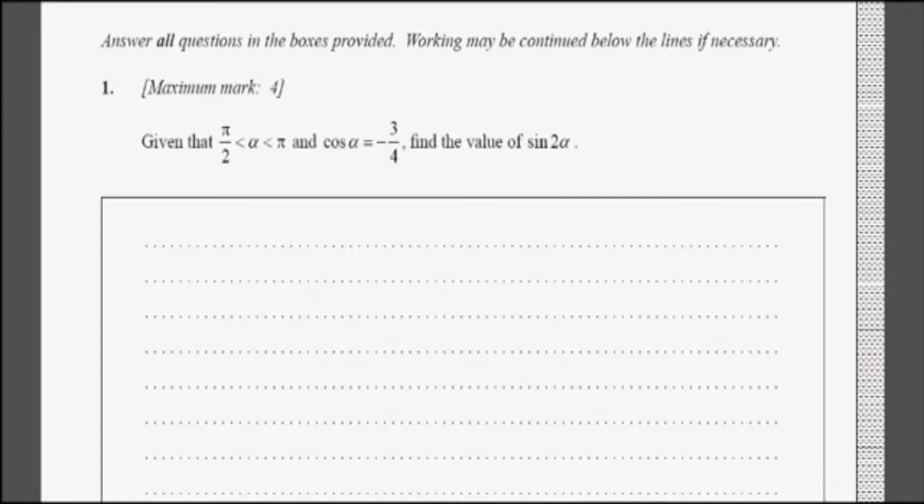Now coming to this, one more thing is before starting your papers, you will be given a 5-minute reading time. So what is this exactly? What do you do in this reading time?